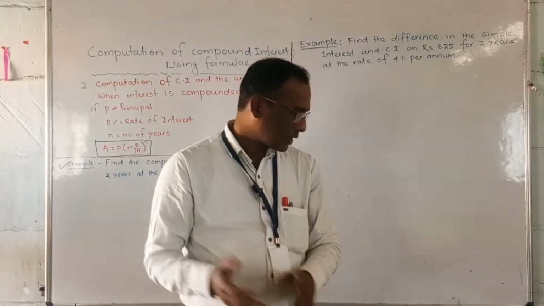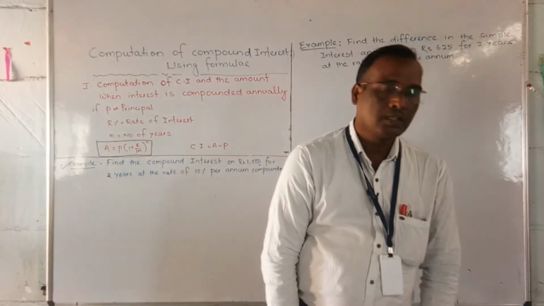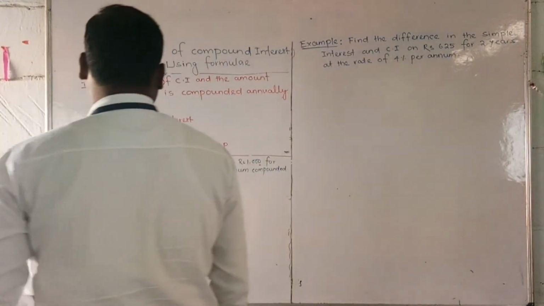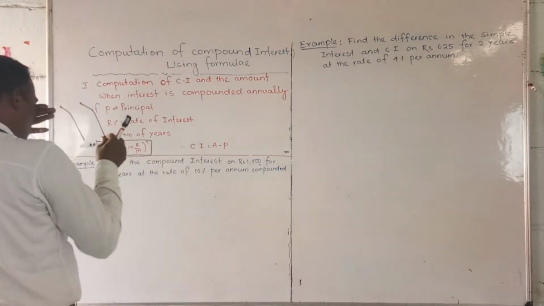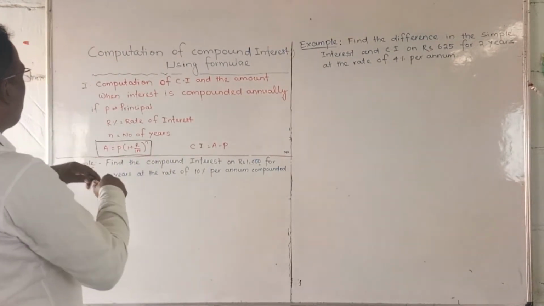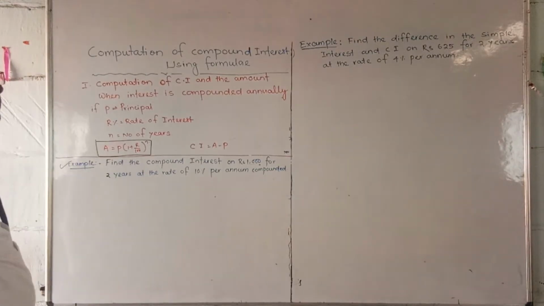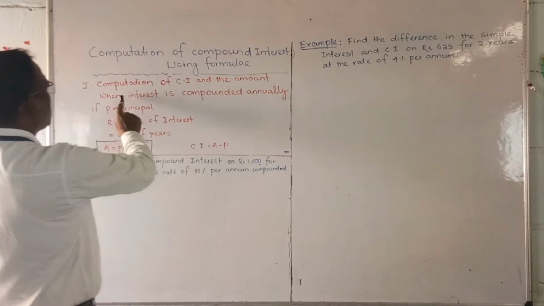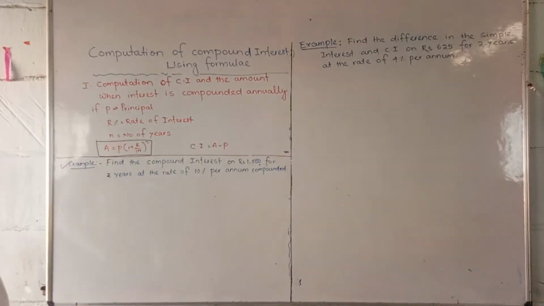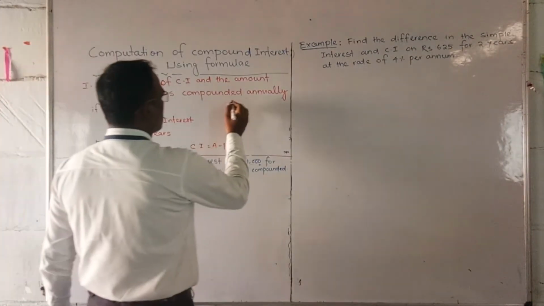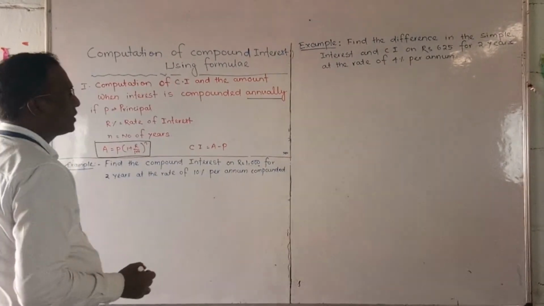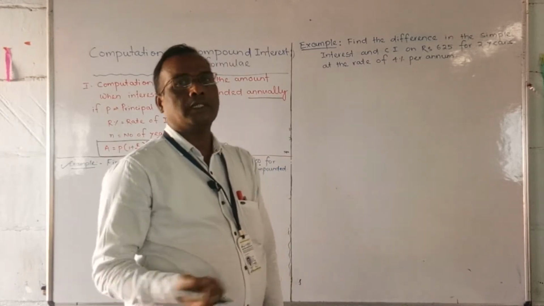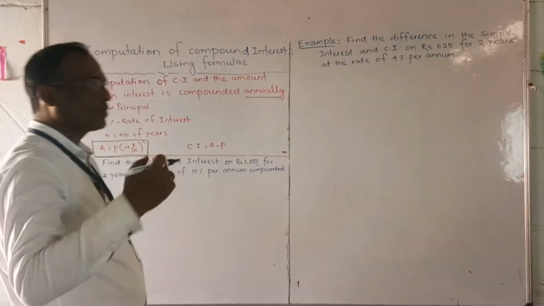What is compound interest, and all the themes about it, using some formulas. So look here, students. I have written the first heading: computation of compound interest and the amount when the interest is compounded annually. If it is given annually, this term is very important. What is the conversion period that we need? What is the total time?